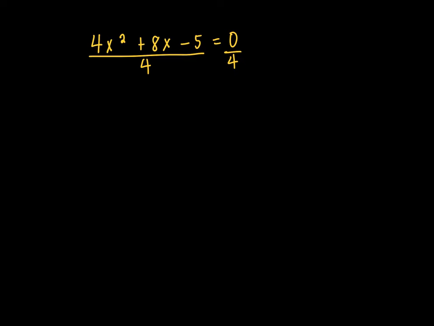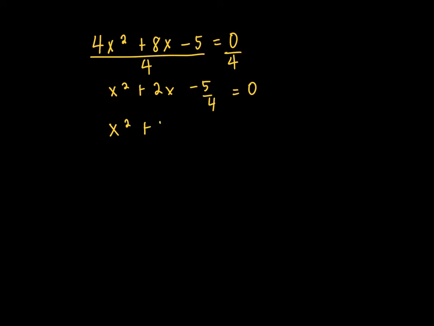Pause the video first and write your solution. At this point, you should be able to get x squared plus 2x minus 5/4 equals 0. So what's the next step? Pause the video again and write the next part of the solution. You should have gotten x squared plus 2x equals 5/4.